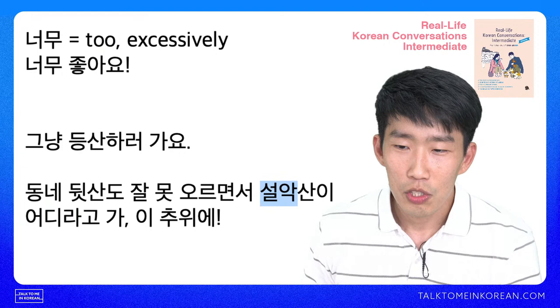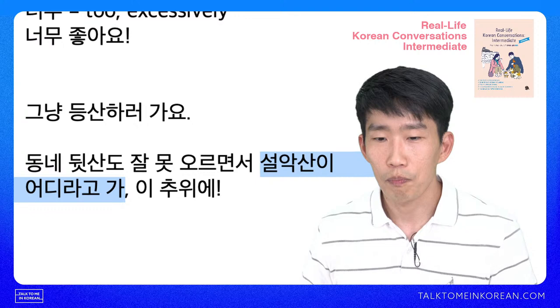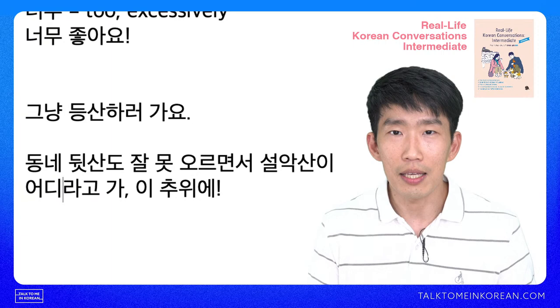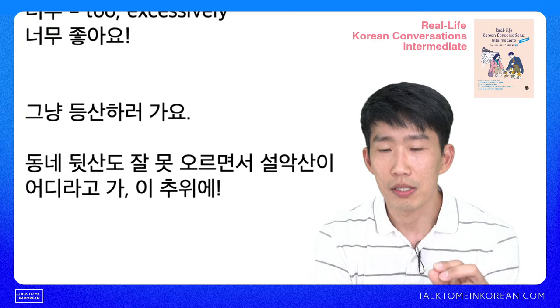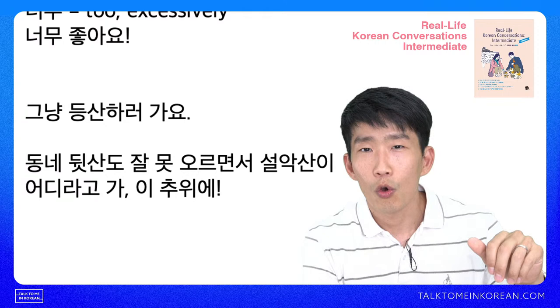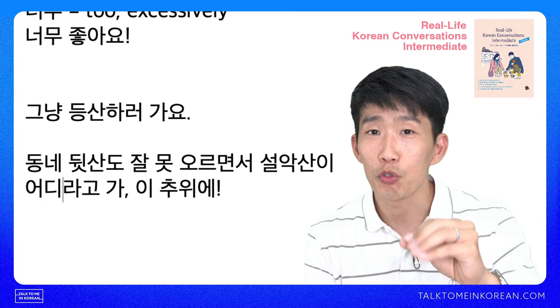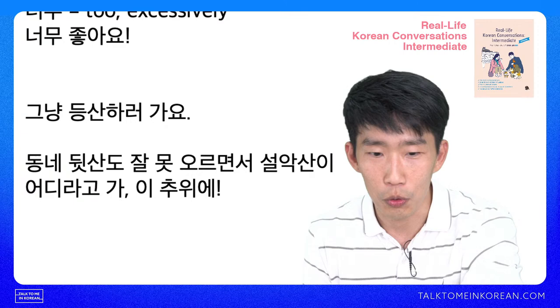설악산이 어디라고 가? This is also a very cool phrase to know. 어디 is where. 어디라고 means like saying it is where. 가. You're going, saying that 설악산 is what kind of place? So all together, it means you can't even climb that little hill behind our neighborhood. Where do you think you're going? What kind of mountain do you think 설악 is, to go there in this cold weather. So that's a typical mother comment.